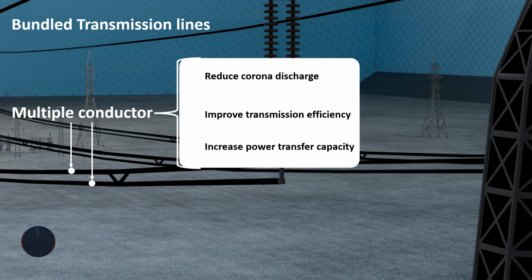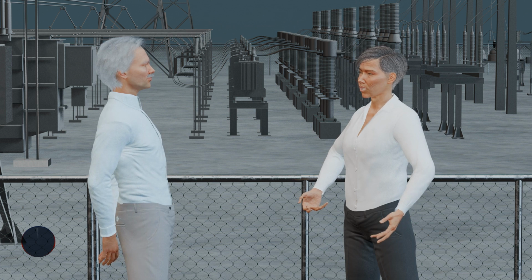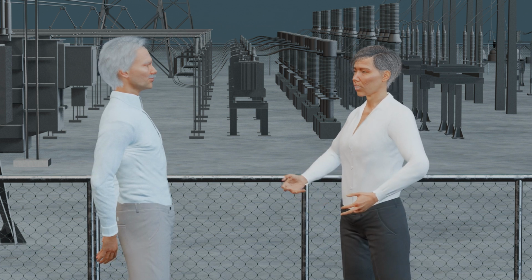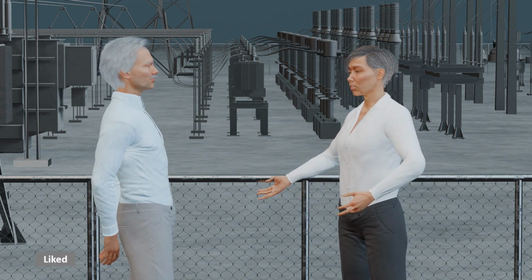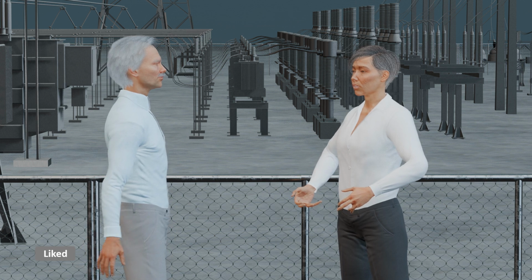Overall, to sum it up, with an increase in the effective radius of the line and a decrease in the electric field gradient. Thus, it helps to prevent overheating of the transmission line.